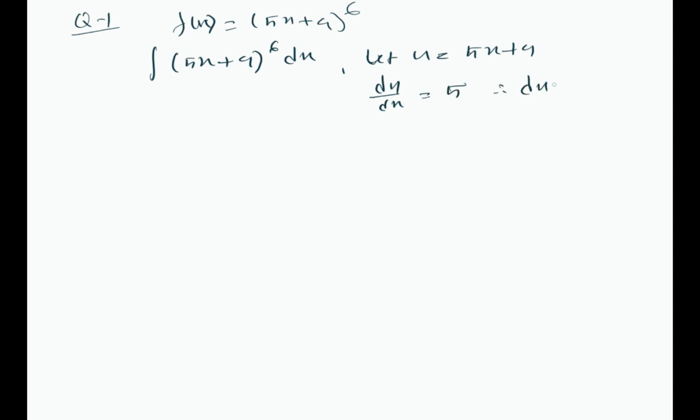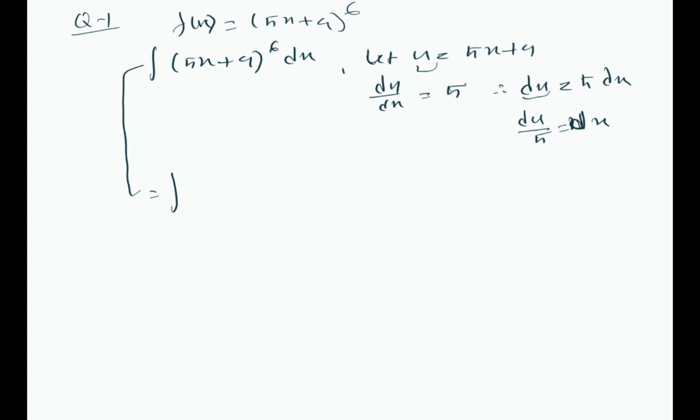So du is equal to 5 dx, and we can write it in a different way: du by 5 is equal to dx. Why I'm writing it this way, I'll tell you after some time. So now we have u, we have du, we have everything. So we can rewrite this expression again.